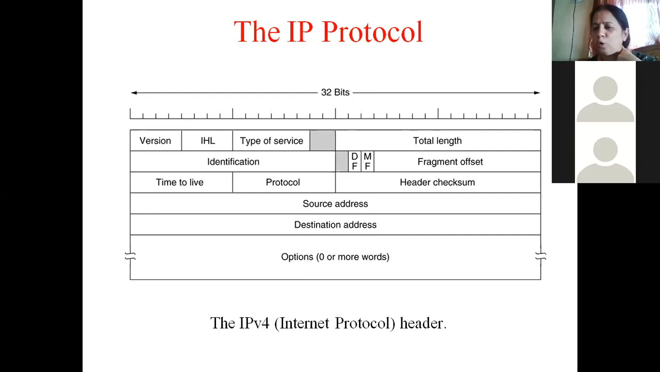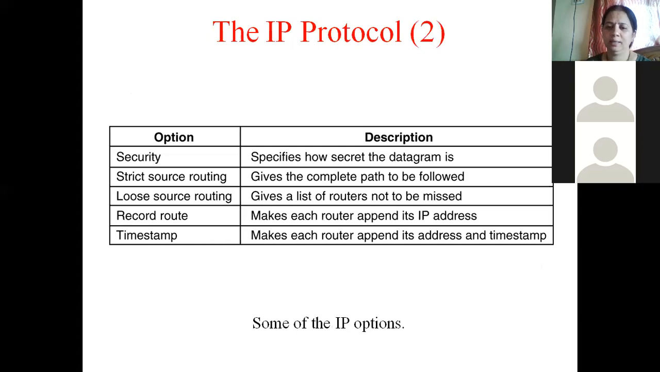It can be 0 or more. 0 means no optional part. Even if 1 byte, 2 bytes, 3 bytes are there, then that becomes the optional part. It is variable length. So this optional part will include certain parameters which indicate either security or maybe the path that is taken while transmitting the data through many routers. This optional part, what it contains, is shown in this table. So there are different options that you can include in your internet header.